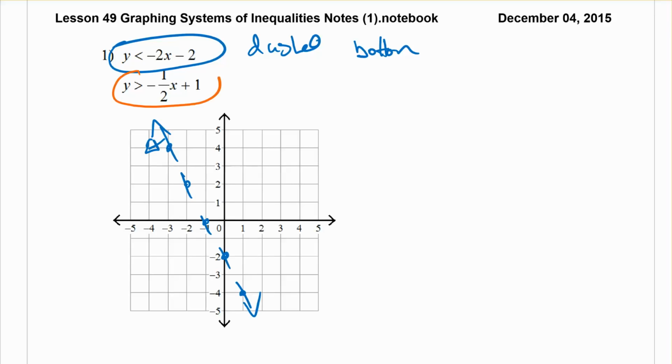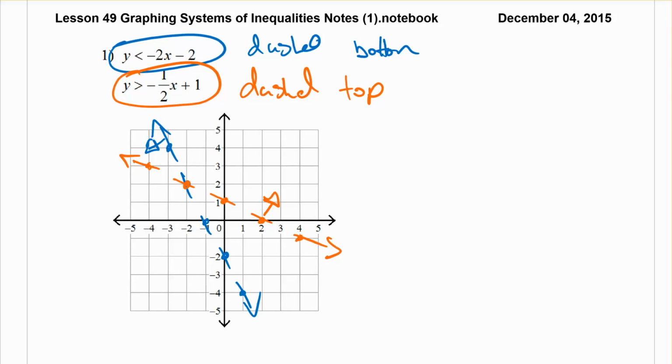Our next equation, y is greater than negative 1/2 x plus 1. Greater than with no equal sign is still a dashed line, but greater than, we're going to shade the top. Our y-intercept is 1, our slope is negative 1/2, so that means down 1, right 2, up 1, left 2, dashed. And the top of this line would be this side.